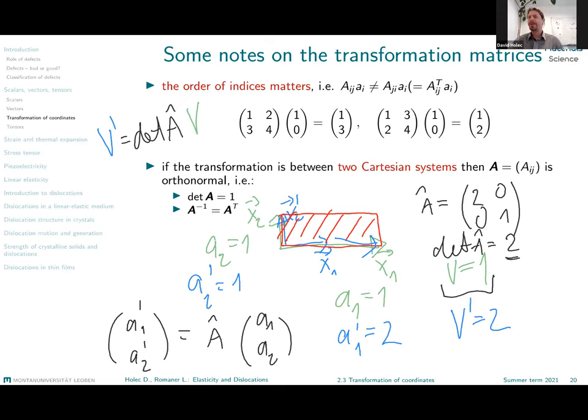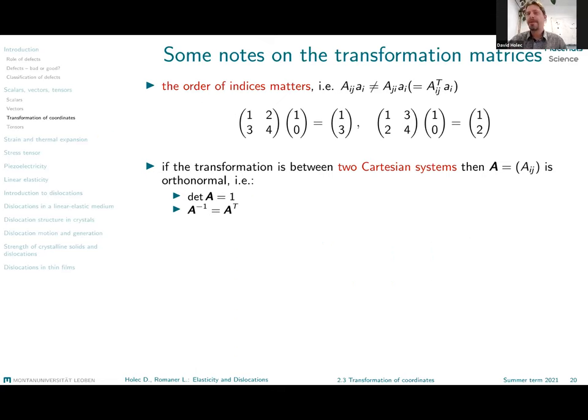That's beautiful. Now, the second property that we have here: the inverse matrix equals the transposed matrix. What does an inverse matrix actually mean? The inverse matrix corresponds to the inverse transformation. So if A describes the transformation from the old coordinate system to a new one, from the unprimed to the primed coordinate system, then inverse A describes the opposite, the inverse transformation from the primed to the unprimed. So what is this?